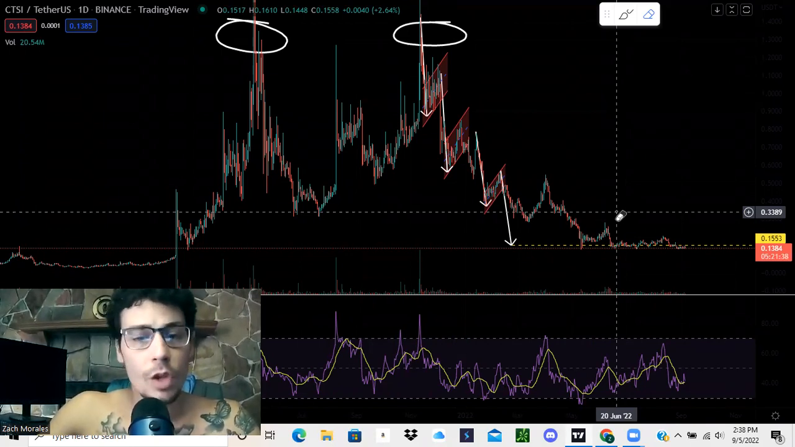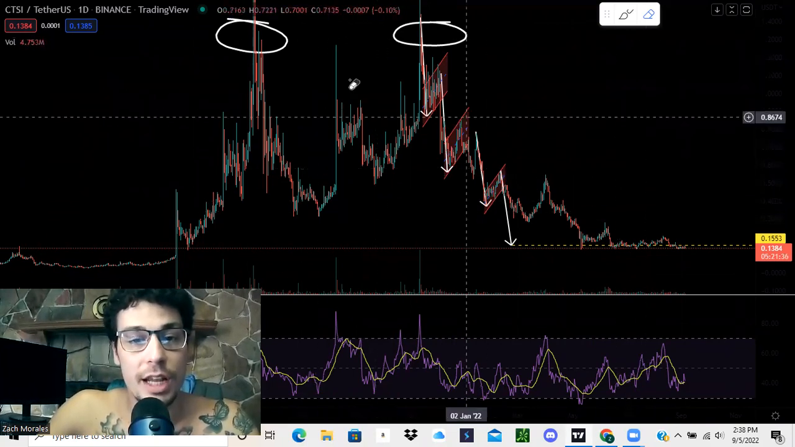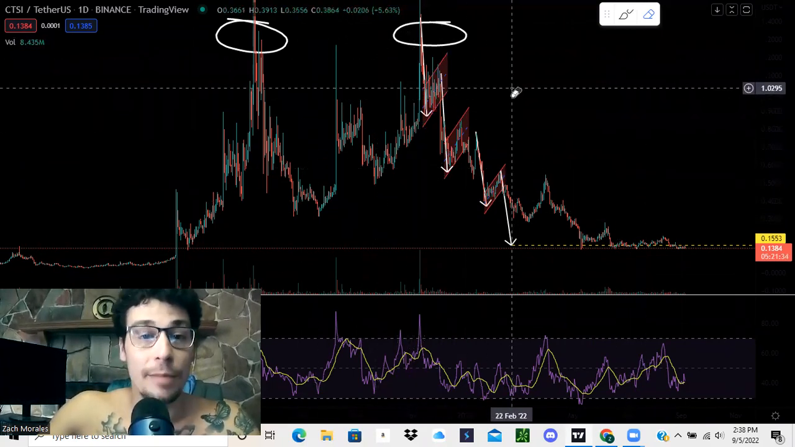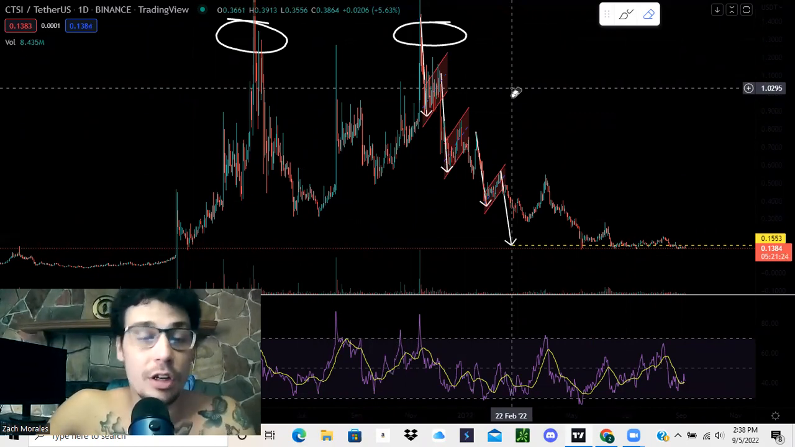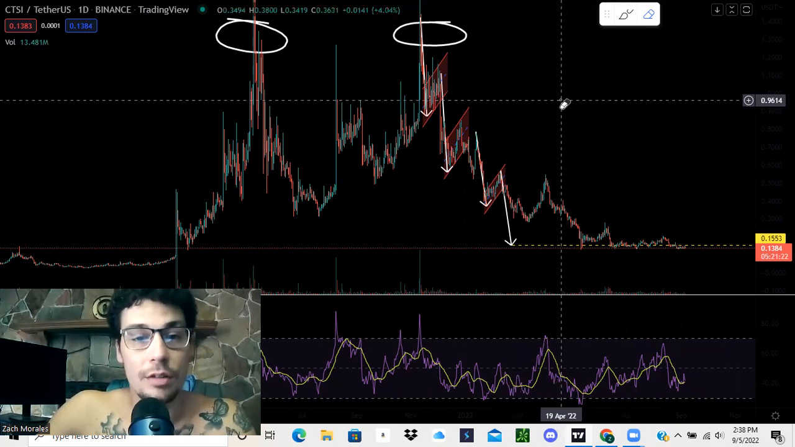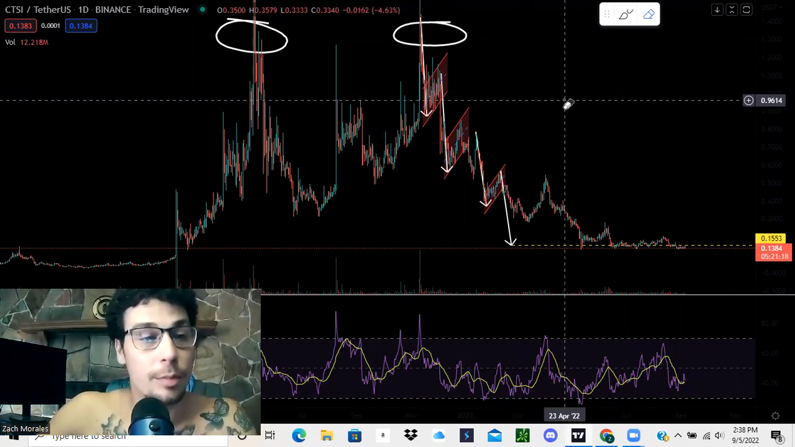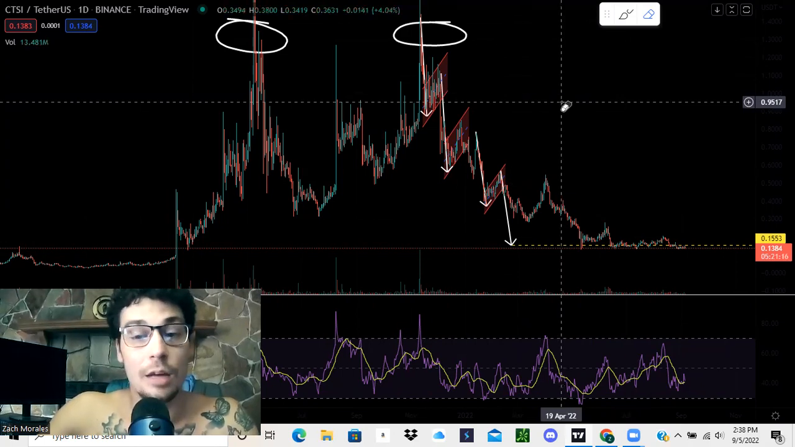What we're looking at is the daily chart, so each candlestick represents a day, and we're going to go over some key patterns. We're going to learn a little bit about divergence, bullish or bearish. By the end of the video, you're going to understand the price action of CTSI a lot more, and hopefully you can prepare yourself for the next upcoming moves.